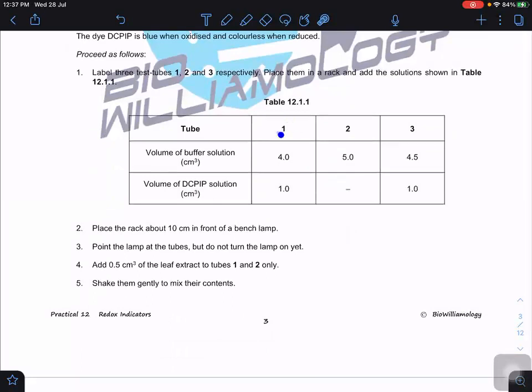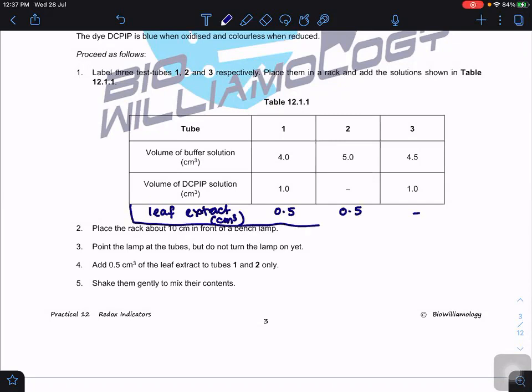So we prepare 3 tubes: tube number 1, tube number 2, tube number 3. Can you see that the volume of the buffer solution is different: 4, 5, and 4.5. The volume of DCPIP is 1 for tubes 1 and 3, but no DCPIP for tube number 2. Then place the rack 10 cm in front of the bench lamp. Point the lamp at the tubes, but do not turn the lamp on yet. Then you add 0.5 cm³ of the leaf extract or chloroplast extract. In this table, the leaf extract in cm³ is only for tube number 1 and tube number 2: 0.5, 0.5, and none.